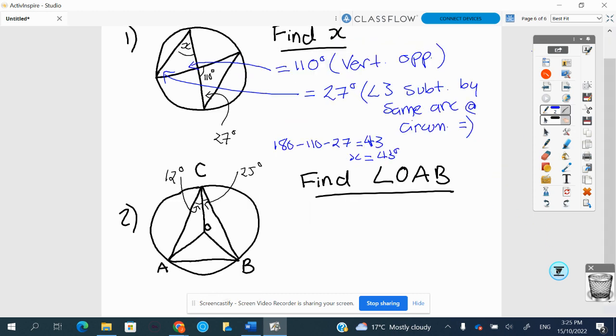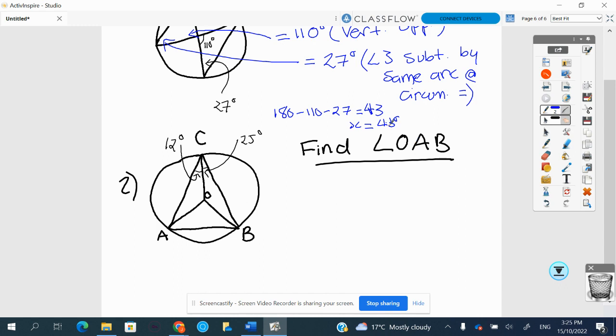Let's move down to this next example. This is asking us to find angle OAB. So OAB is this angle here. So what information have we been given? We've got some information about these angles up here. And we know that the angle at the center is twice the angle at the circumference. So we're just going to write that down.